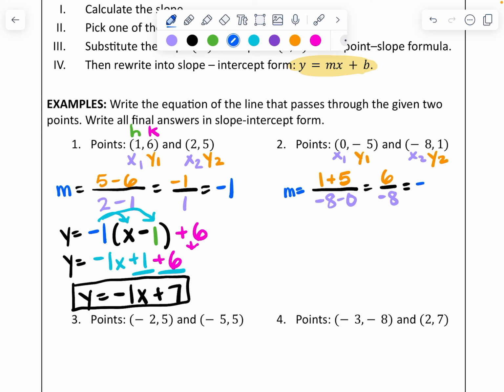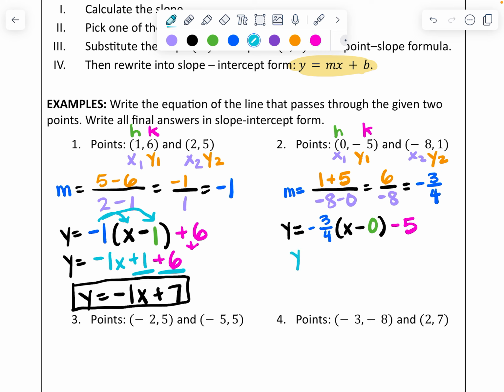Now remember that you can put that in your calculator, you'll get a decimal, and then you'll convert it back to a fraction, and it'll give you negative 3 over 4. Y equals, now we're using the point slope formula, negative 3 over 4, x minus, oh, I forgot to label, we need h and k, x minus 0, minus 5.